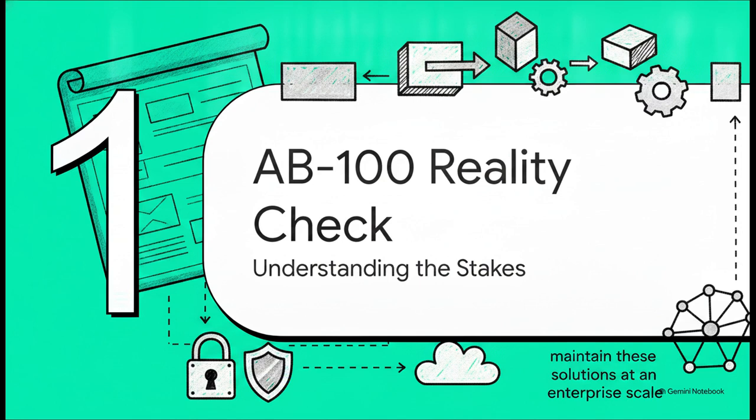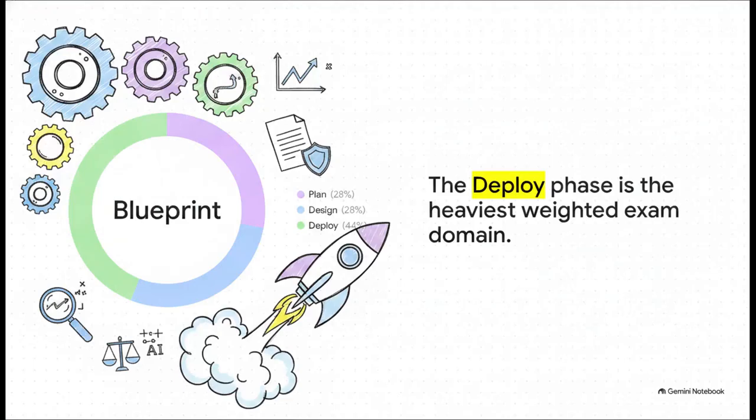Starting off with Section 1, the AB-100 reality check. Let's understand the stakes here. To pass this exam, you really have to understand Microsoft's strategic blueprint. Keep in mind, the AB-100 is not just about knowing how to write a good prompt for an AI. This is an architect-level certification. That means you're being tested on how to justify, govern, secure, and maintain these solutions at a massive enterprise scale.